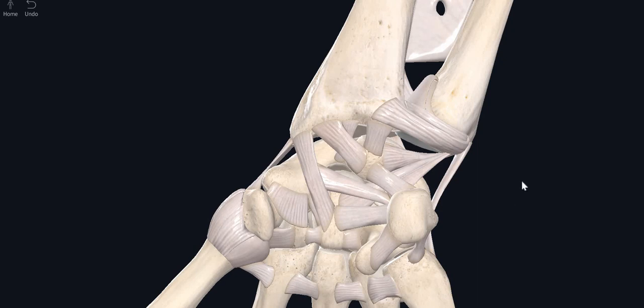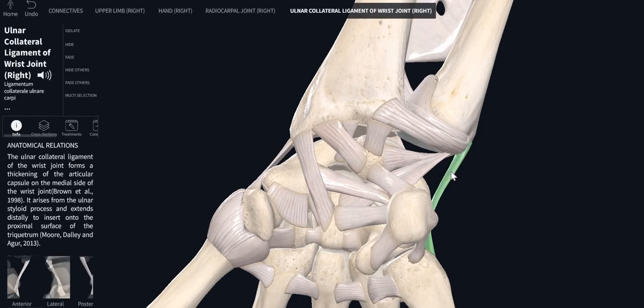As I said, the disc separates it from the ulna. It also has a capsule. Now, the capsule is not actually shown over here, but there is usually a synovial membrane and synovial capsule. The ligament that holds this one together is the ulnar collateral ligament, which is right over here.